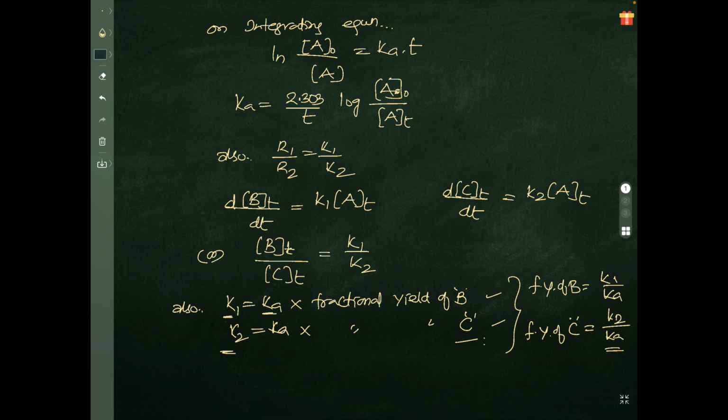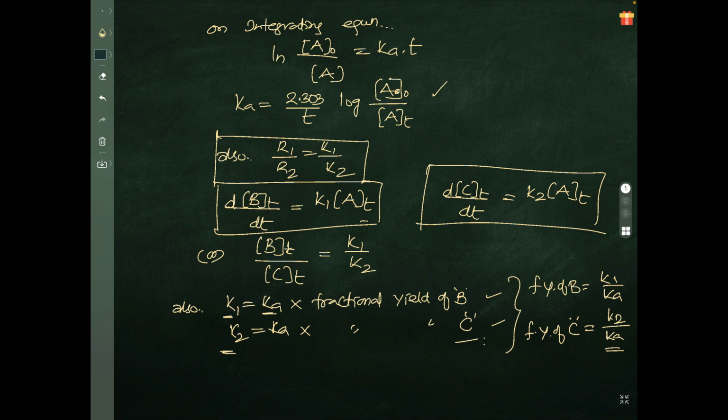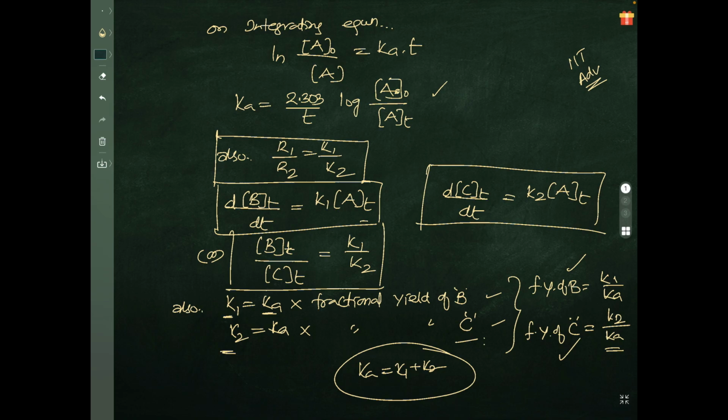What you need to remember is this formula. This is already known: Ka is equal to 2.303 by T log A naught by A T, and R1 by R2 is equal to K1 by K2. So dB by dt is equal to K1 into A T, dC by dt is equal to K2 into A T. So the concentration of B at T time by the concentration of C at T time is equal to K1 by K2. Done. Important for IIT Advanced type of exams only, not for NEET and Main. For NEET and Main purposes, if you remember this formula, that is enough. Fractional yield of B is equal to K1 by Ka. Fractional yield of C is equal to K2 by Ka. And what is Ka? Ka is equal to K1 plus K2. This is like mole fraction. Very simple. Right? Thank you.